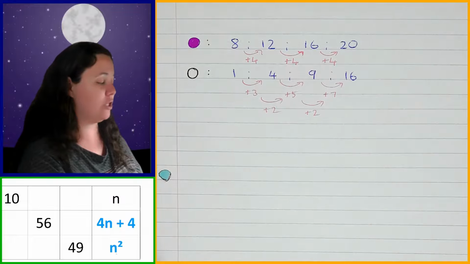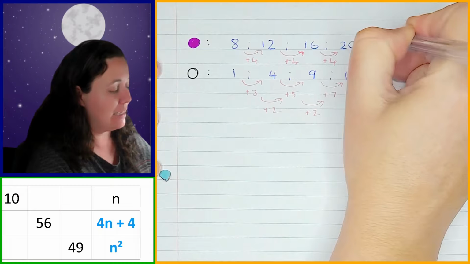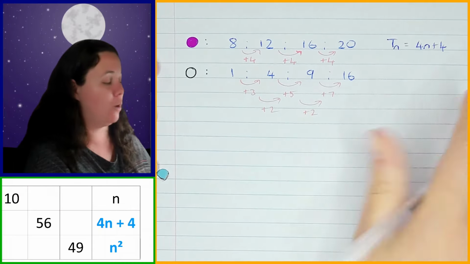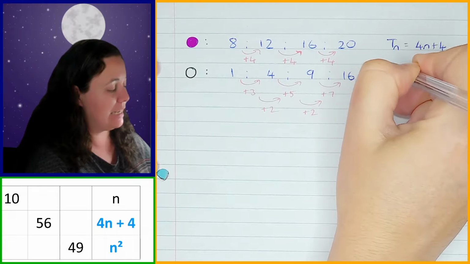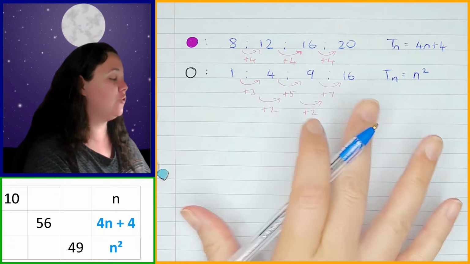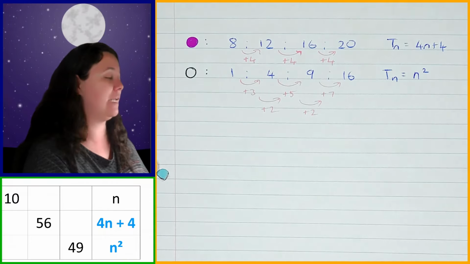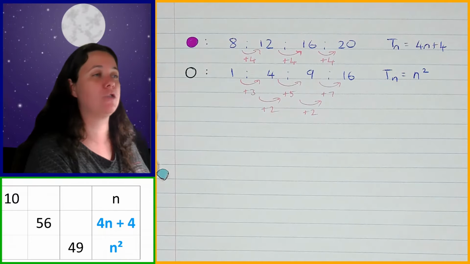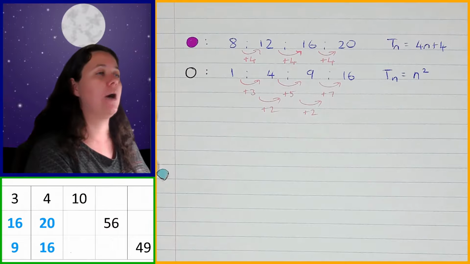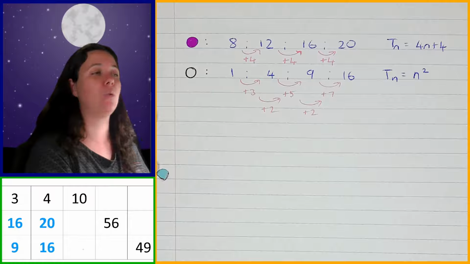Okay, so for the purple dots, my rule is Tn equals 4n plus 4. And for my white dots, the rule is Tn equals n squared. Okay. So now we need to use those rules to help us to fill in the other blocks in our table. So the next one we're going to do is we're looking at how many purple dots and how many white dots there will be in the 10th structure.